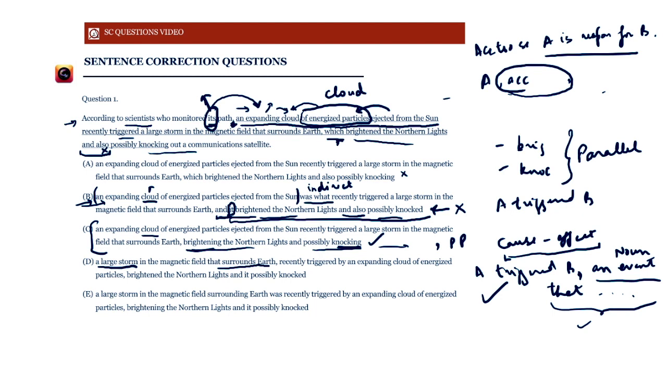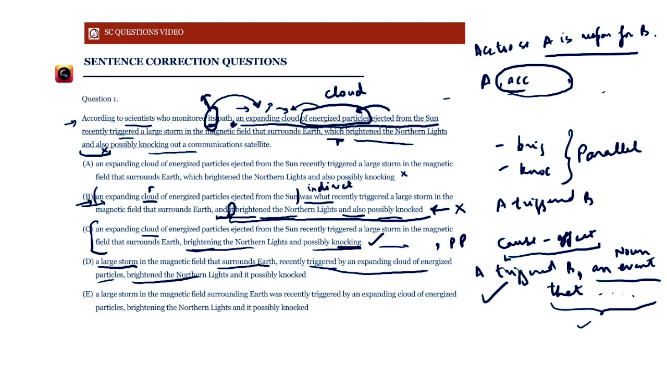Comma, recently triggered by an expanding cloud of energized particles. So now this is a parenthetical expression, recently triggered by an expanding cloud of energized particles. It is telling us how the storm came into being. No issues over there. It's quite possible that this was triggered by an expanding cloud. It could have been triggered, let's say, a few weeks ago or a few days ago, and then once it was triggered, the scientists have been monitoring the path of this storm. No worries. Now, this large storm brightened the northern lights.